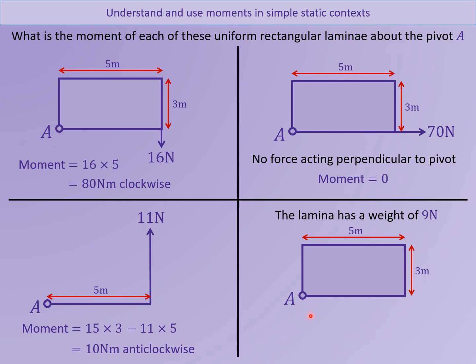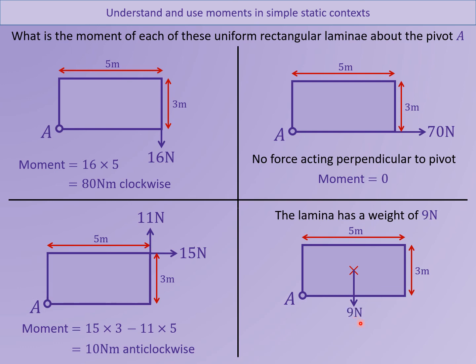Okay, last one. Lamina has a weight of 9 newtons. Now if it's got a weight, we have to do exactly the same as what we did with rods. We think about where the centre of mass is. Now the centre of mass is smack bang in the middle there. And that point just there is pulling down with 9 newtons. So there we go. There's the centre of mass. There's 9 newtons pulling straight down. Notice it's not its mass. It's weight of 9 newtons. It's mass you don't need to worry about in this case. So it's got a force of 9 newtons pulling straight down due to its weight.